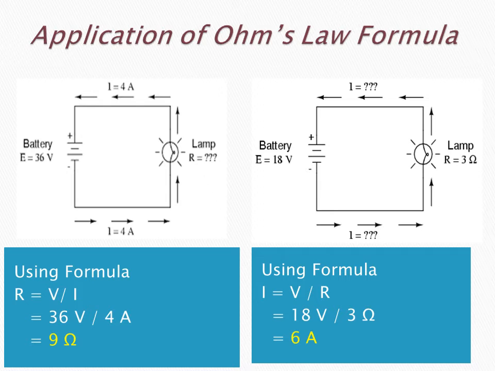In the second figure, the voltage and the resistance values are given and we have to calculate the current value. So the current formula is voltage divided by resistance, that means 18 volt divided by 3 ohm, it gives 6 ampere. Ampere is the unit for current.